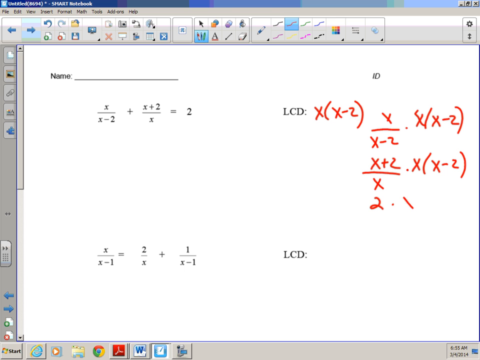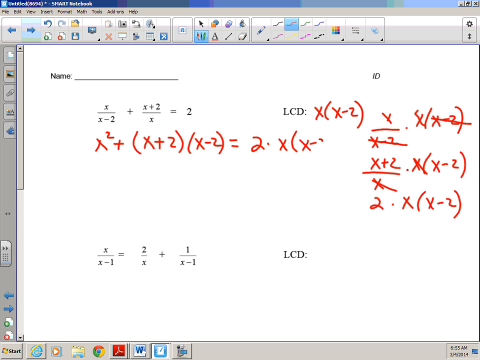When I now do my canceling, I'm getting rid of x minus 2. So I'm left with x times x, which is x squared. I'm getting rid of the x, which means I'm left with x plus 2 times x minus 2. And then I'm not getting rid of anything, which means I'm left with 2 times x minus 2. It's just much easier to deal with not multiplying out the x times x minus 2. Now I'm going to multiply out.